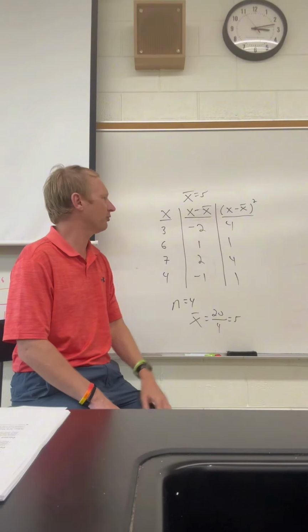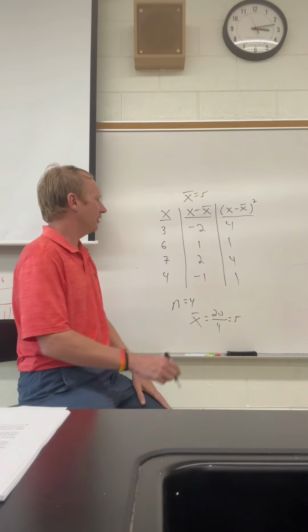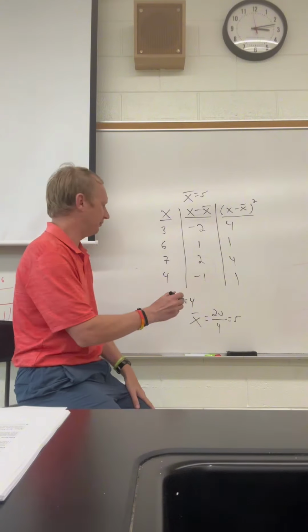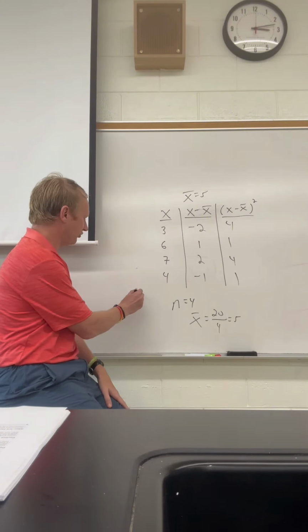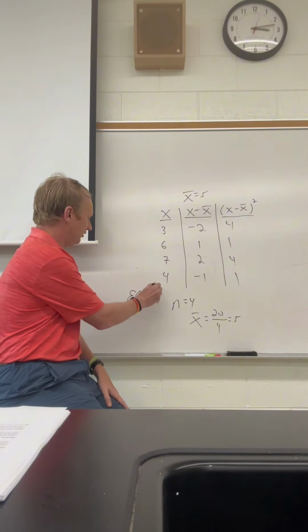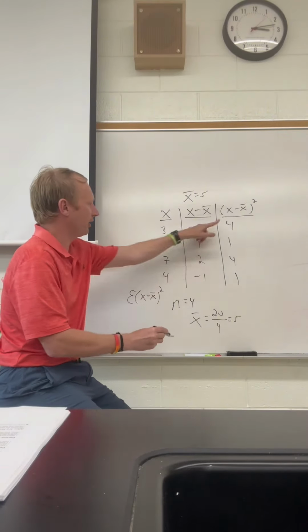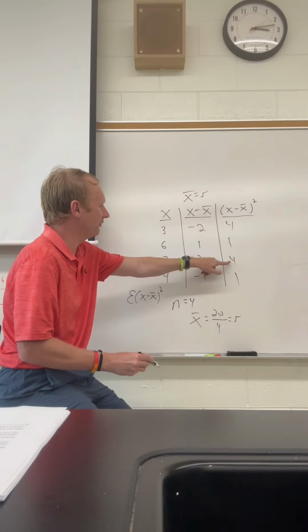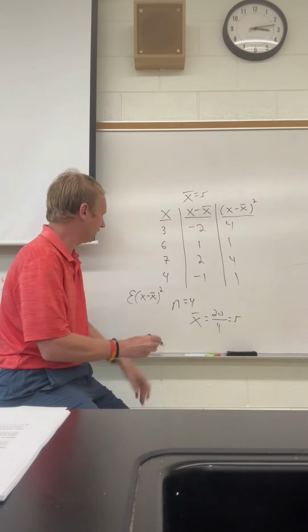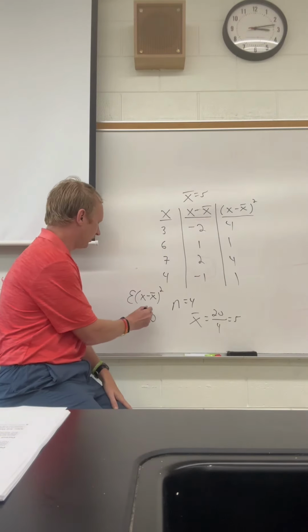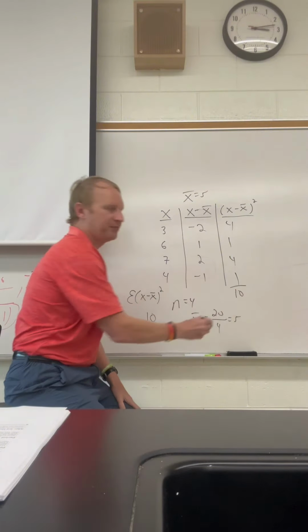Next thing we're going to do here is we're going to just add up all these results. And the mathematical symbol for that is the summation notation. And this says we're summing up, that's sigma. We're summing up all the results here. So 4 plus 1 is 5, plus 4 is 9, plus 1 is 10. So all of these sum up to 10.